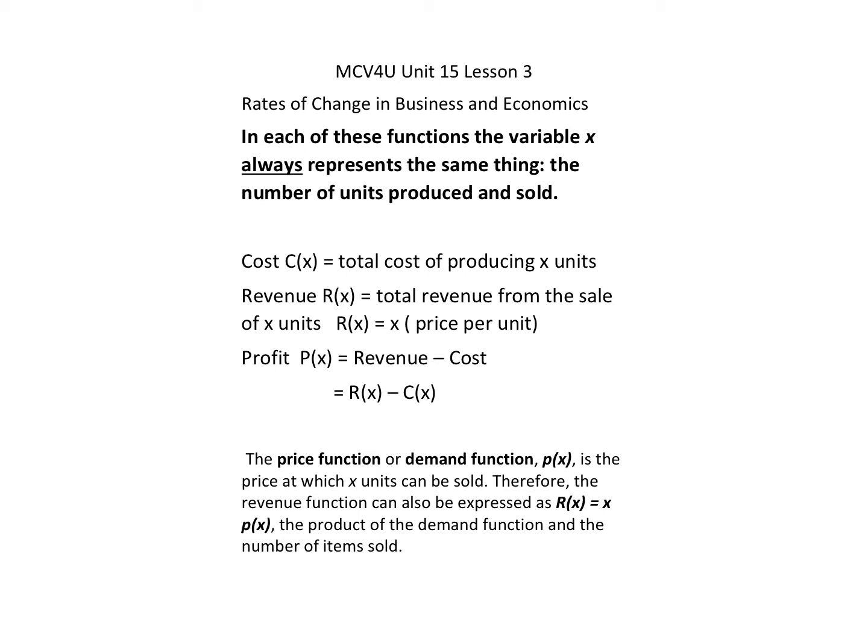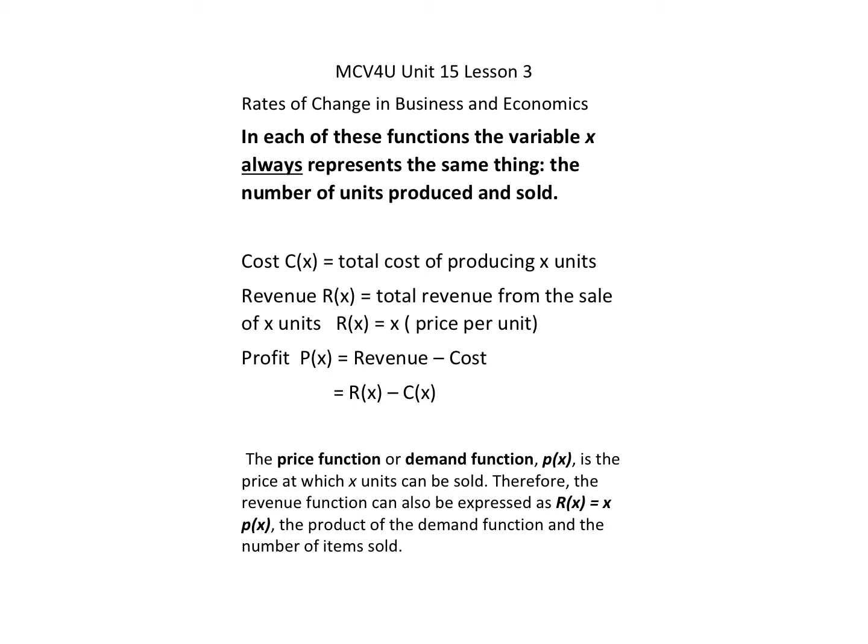So some vocabulary at the beginning of the guide. Cost is the total cost of producing X number of units, so that is always represented by C of X. Revenue would be the money you make from the sale of X units, and so revenue will always be X, the number of units, times the price. So that's how you make money. And then profit is the difference between the revenue that you earn, take away the cost, and that will give you the profit. The price function or demand function is represented by P of X, so that's lowercase p, and it's the price at which X units can be sold.